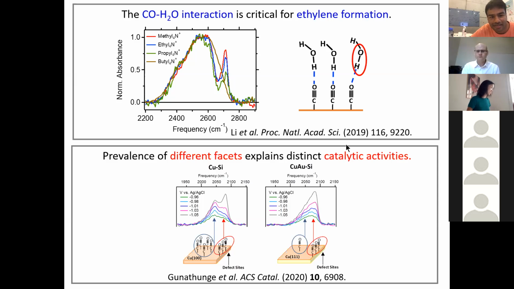Okay, so great. The next question is by Hendrik Heenan, and the question is, great talk. Why does the 111 facet dominate on the copper gold silicon electrode? Yeah, that's a very good question.